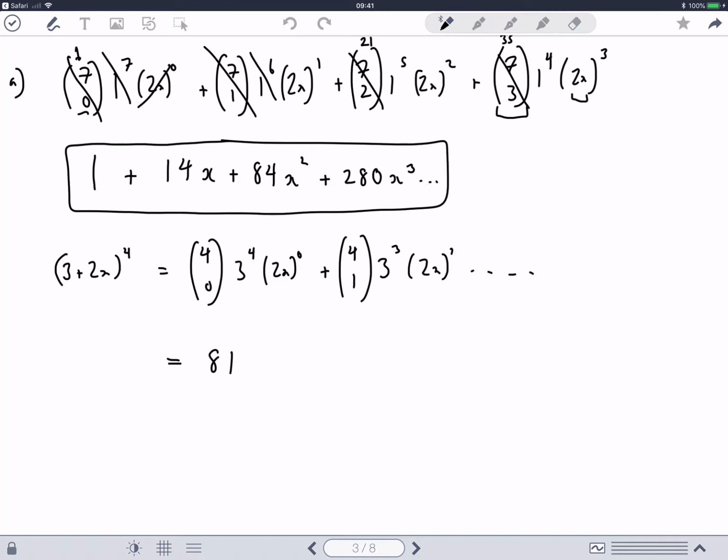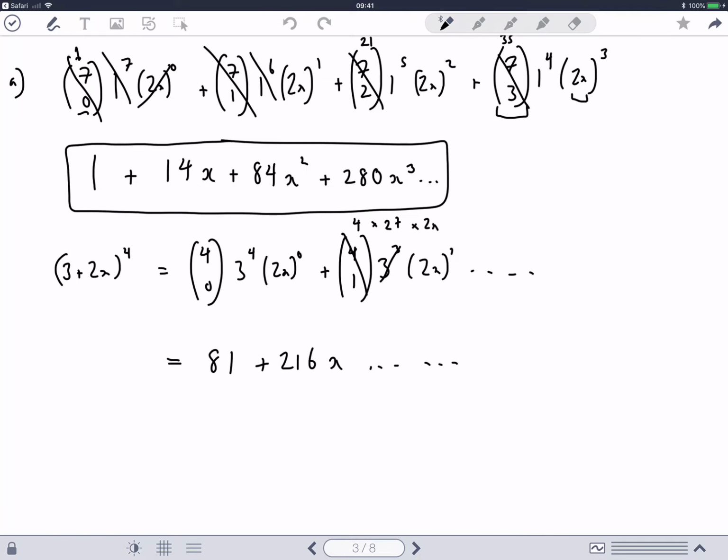4 choose 1, I believe, is 4. 3 cubed is 27. And 2x is just 2x. So what we're asking here is 4 times 2x, which is 8x, times by 27, which will give 216x. So at the very least, this expansion has the first 2 terms of 81 and 216x.